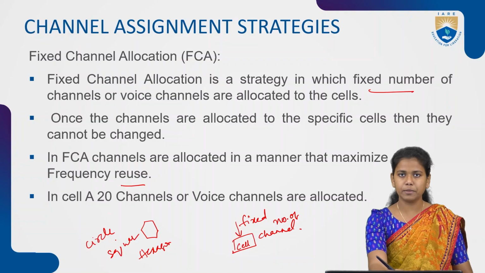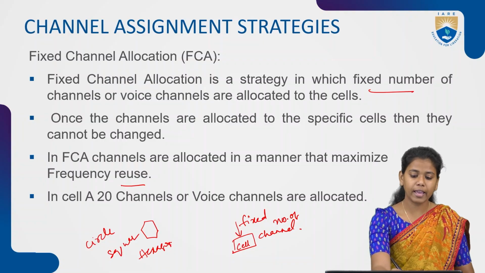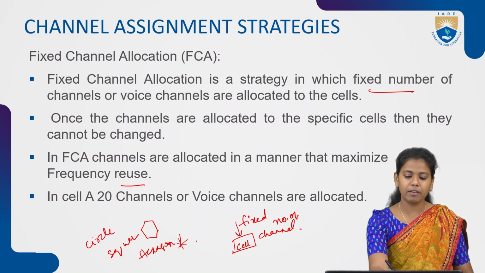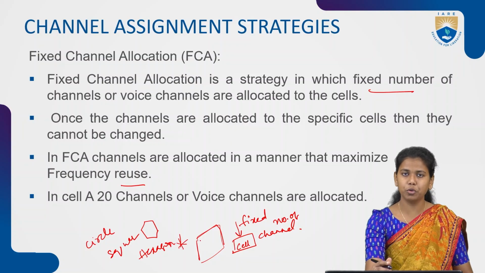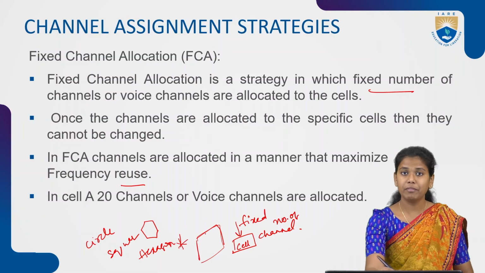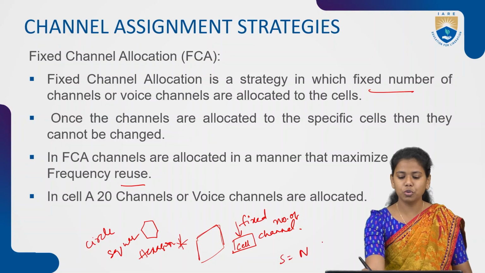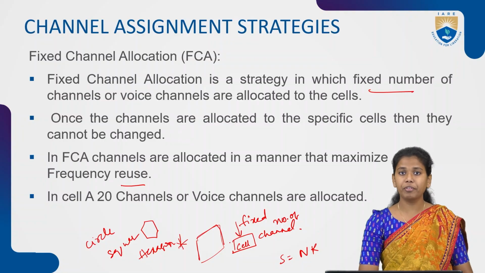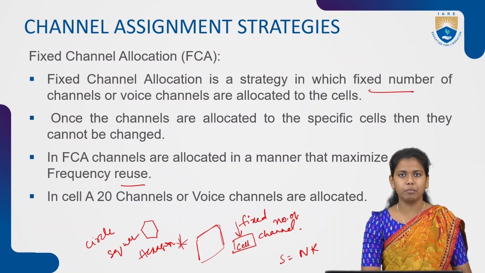Among these three types of shapes, the final one, the hexagon, is given priority, because in this channel allocation we have a base station, and to this we have channels. The cells are divided into n number of cells. For example, we had a formula yesterday, S equals n into K, right? K is the number of cells, and we can call it a cluster as well. So here in the fixed channel allocation, the maximum frequency reuse can happen.